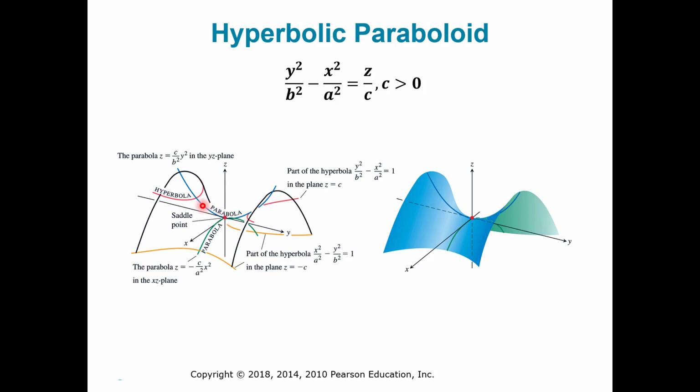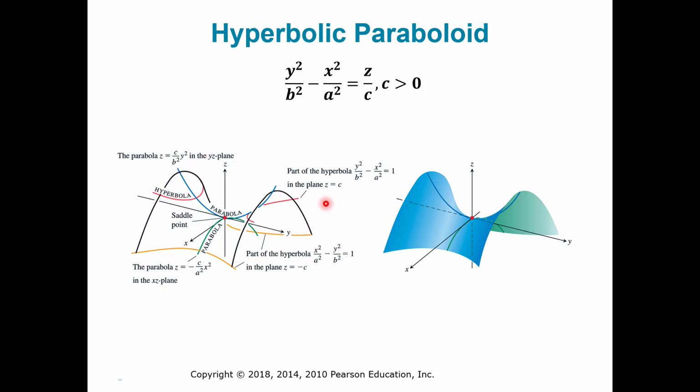So y squared equals z is a parabola in the yz plane. Then if we ignore the y term over here, we have that negative x squared equals z. So z equals negative x squared is a downward parabola, this green one, in the xz plane. Okay, and so then there's 2 more shapes we actually have going on in this hyperbolic paraboloid.